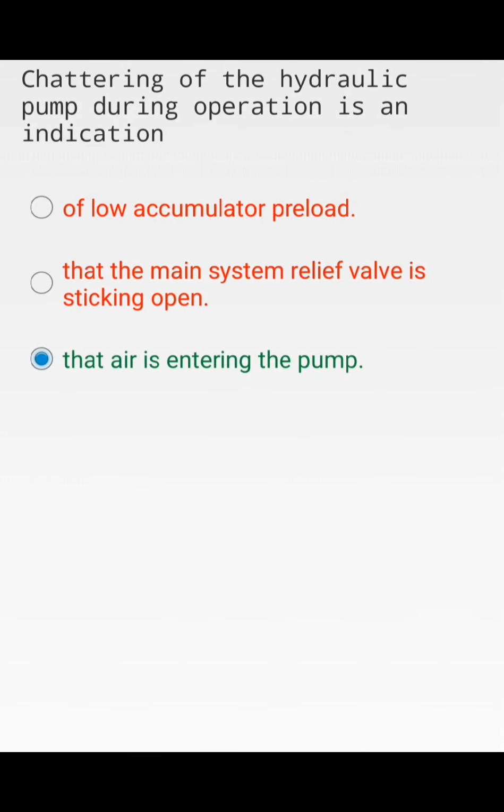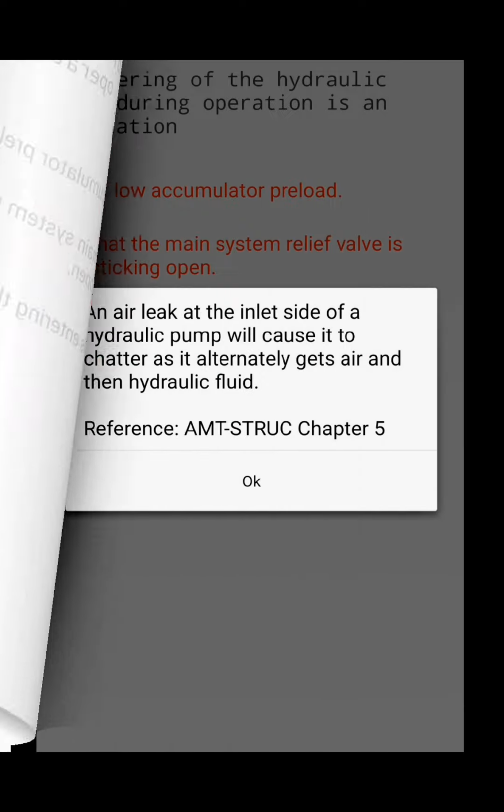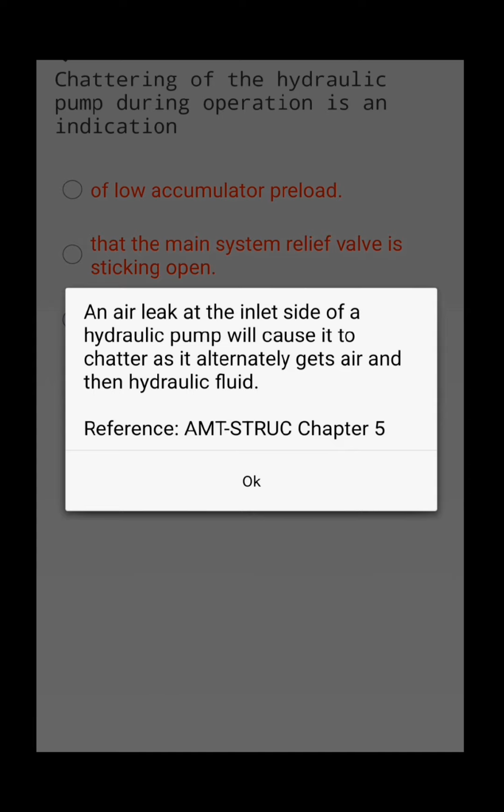Chattering of the hydraulic pump during operation is an indication that air is entering the pump. An air leak at the inlet side of a hydraulic pump will cause it to chatter as it alternately gets air and then hydraulic fluid.